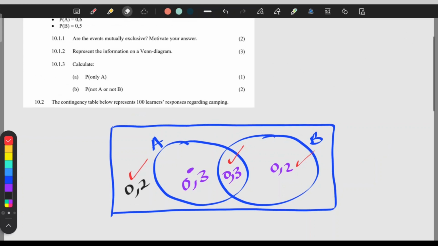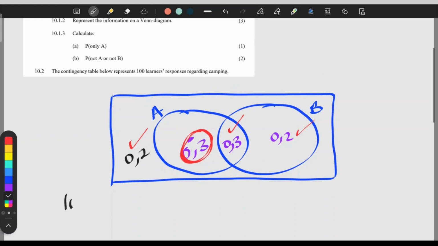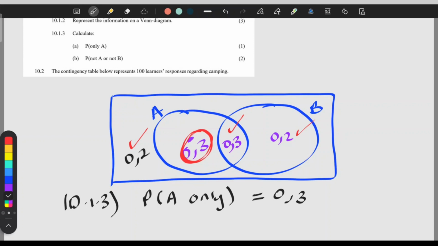Okay, our next question, 10.1.3 says, calculate the probability of A only. So this is A, but only this part is A only. So you can answer that question just by looking at your Venn diagram. P of A only is 0,3. Remember, that's already a probability, so it's 0,3.